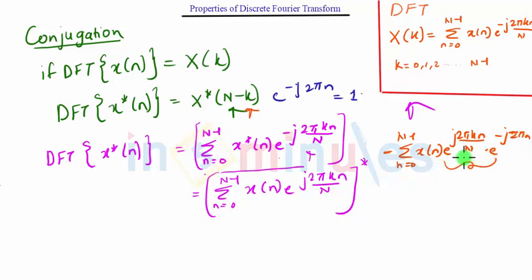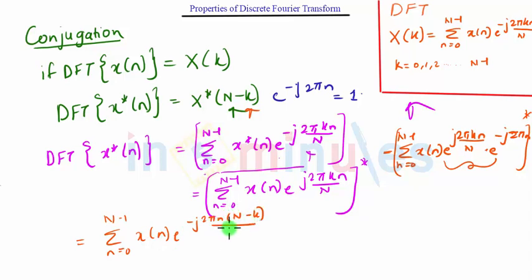Now we will take the common terms and multiply the exponential terms. So finally we get summation n equals 0 to N minus 1 x of n e raised to minus j 2 pi n times bracket N minus k upon capital N, the whole raised to star. Now using the definition of DFT, we get X of N minus k star, that is its conjugate sequence. Therefore it can be represented as X star of N minus k.